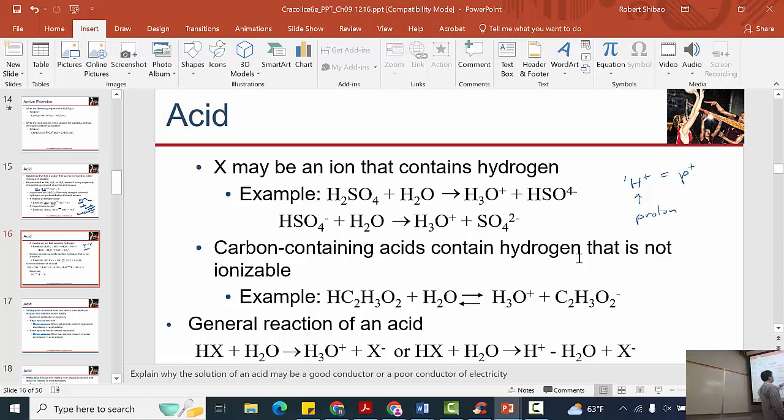Sulfuric acid? Strong acid? Yes, 100%. Now this is split up into two. Is bisulfate one of the 7 common strong acids that you memorized? No, it's not. And so this is a weak acid.